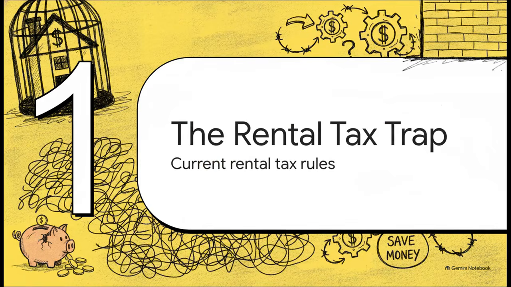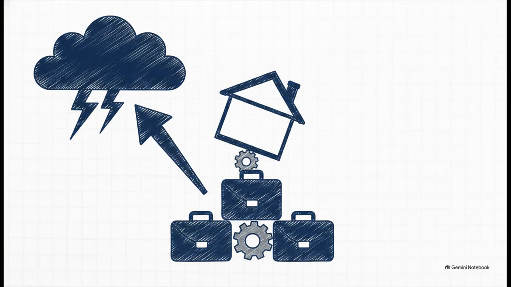Section 1. The rental tax trap. How rental income is treated today. So, to understand how to save your money, we first have to understand how the rules of the game have shifted recently. A few years ago, rental income had its own separate, specialized tax rate. It was kind of kept in its own bubble. But that's no longer the case.